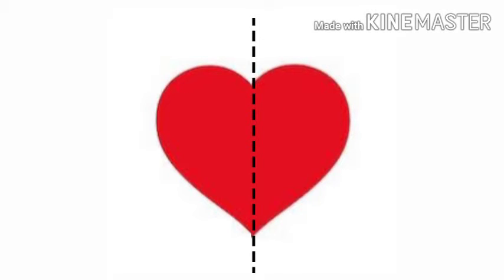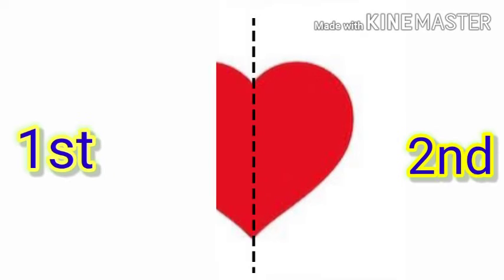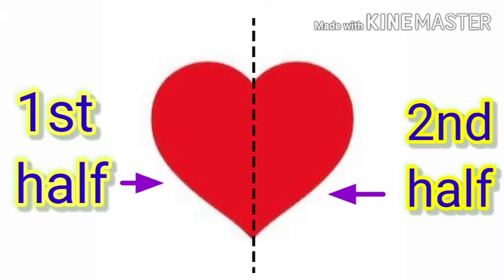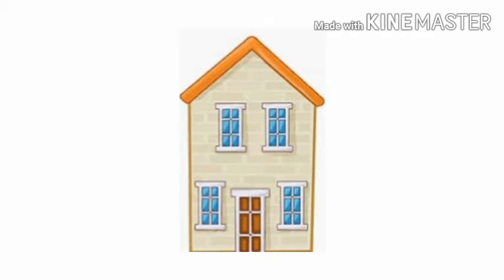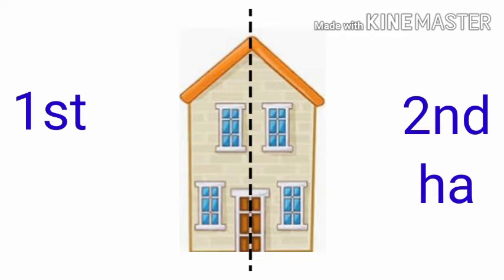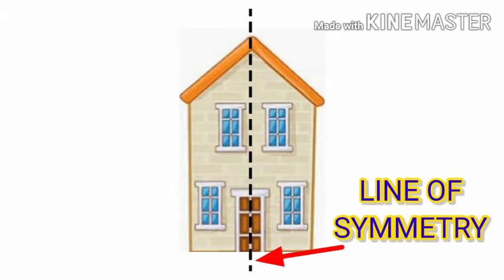Children, look, this is the picture of a heart. If we fold this figure along this line, the two halves exactly match each other. The line which divides the figure into two identical halves is called the line of symmetry. Now, let's see some more examples. Look, in this picture, the dotted line divides the house into two equal parts, and this dotted line is called the line of symmetry, and the figure is symmetrical.